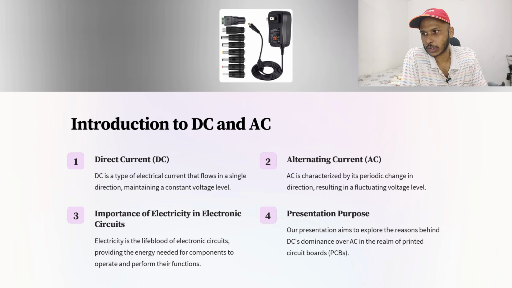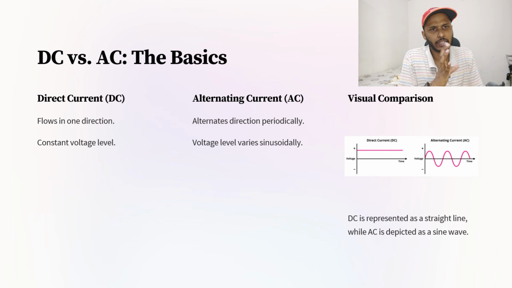So that's what is even mentioned here. DC is a type of electric current that flows in a single direction, maintaining a constant voltage level, whereas AC is characterized by its periodic change in direction, resulting in a fluctuating voltage level. So this is the basic difference between AC and DC.